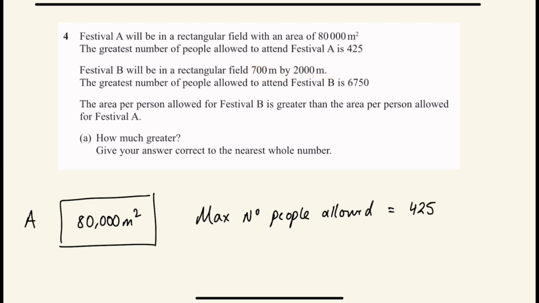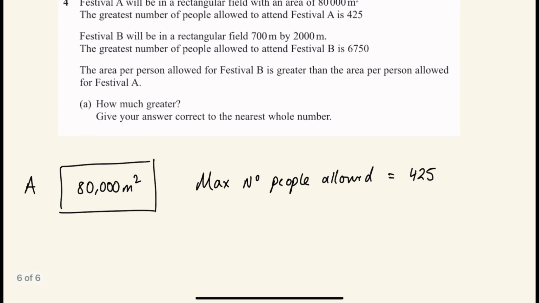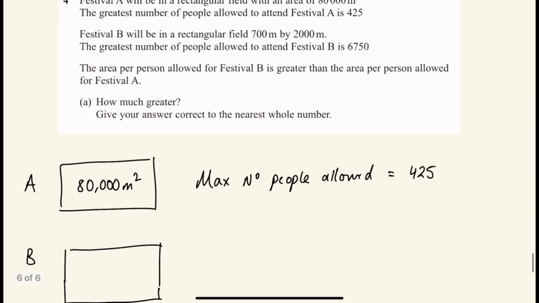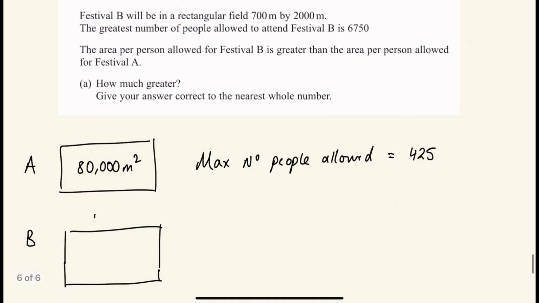Greatest number of people allowed to attend Festival B is 750. The area per person allowed for Festival B is greater than the area per person allowed for Festival A. How much greater? Give your answer correct to the nearest whole number. So when in doubt, sketch it out. Again, Festival B, another rectangular area, 2,000 meters by 700 meters.